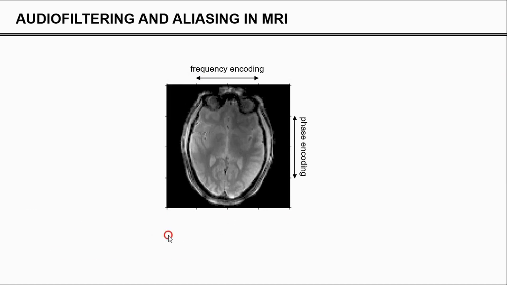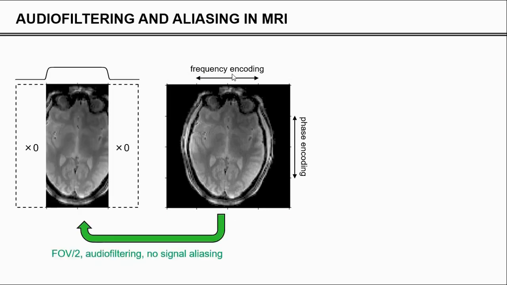If we now reduce the field of view in the frequency encoding dimension, that is the directly sampled dimension, then the audio filter suppresses signals there, and you're just going to get a smaller image in which you don't see the edges of the brain here. So there is no signal aliasing because of the filter.